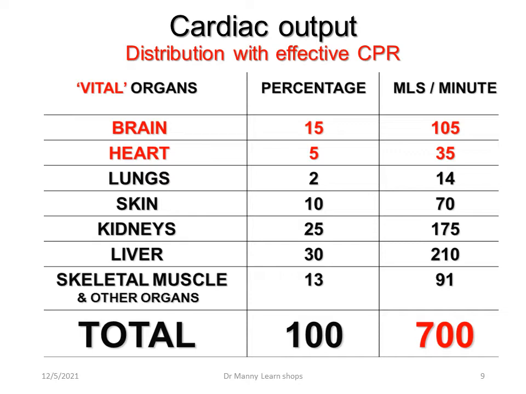Skin, 70 mils per minute. That's why it's cold, pale, and clammy. Kidneys, 175 mils per minute, no urine output. Liver, 210 mils per minute. Skeletal muscle and other organs, 91 mils per minute. In total, 700 mils per minute with effective cardiac compressions. So make sure that you do it properly.